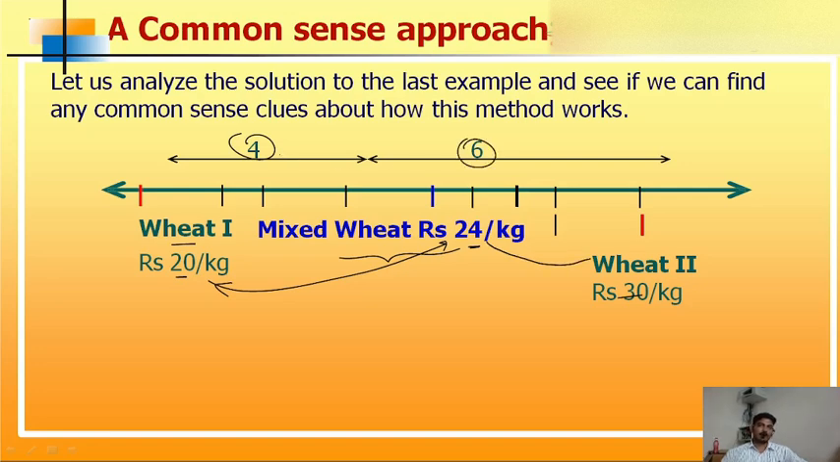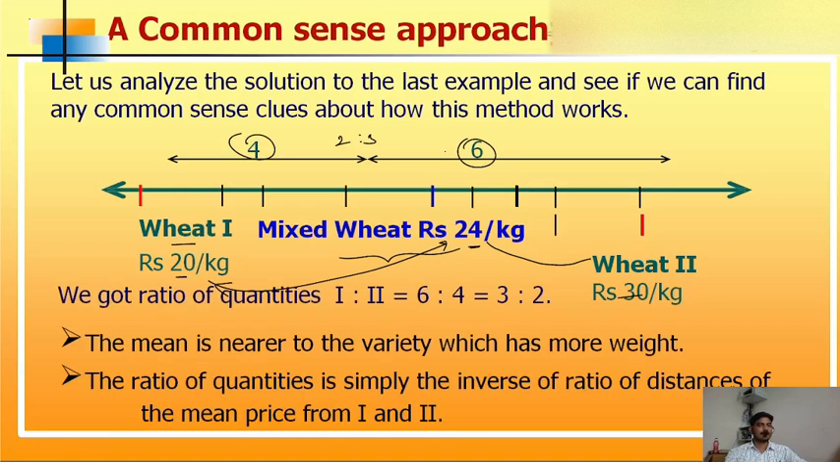If we observe these gaps, 4 and 6 are in the ratio of 2 is to 3, and in the example we also got the same answer. So the ratio of quantities 1 and 2 is obtained by reversing the gaps. It will be 6 is to 4, and if we eliminate the common factor, it will be 3 is to 2. So what conclusions do we need to derive from this statement?